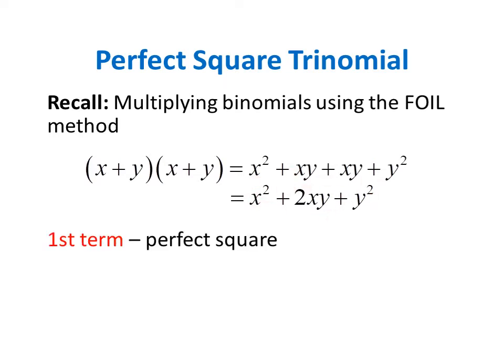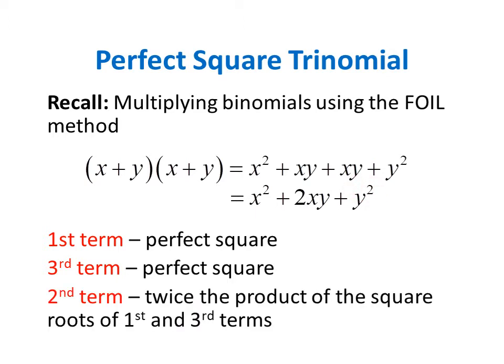Let's examine the terms. The first term is a perfect square. x squared is a perfect square, so it should be positive, always positive. The third term is also a perfect square, so you have here y squared. Since this is a perfect square, it is also always positive.